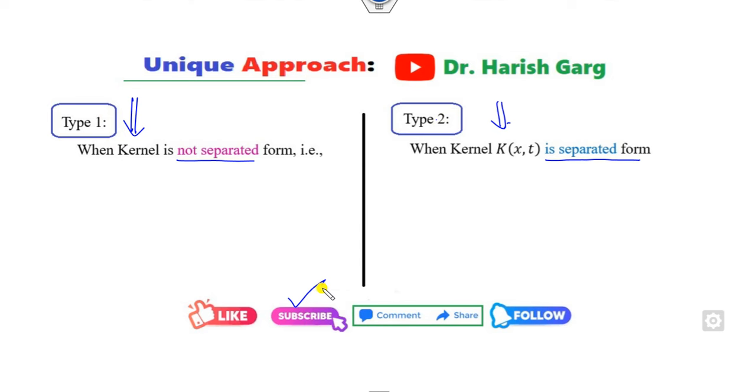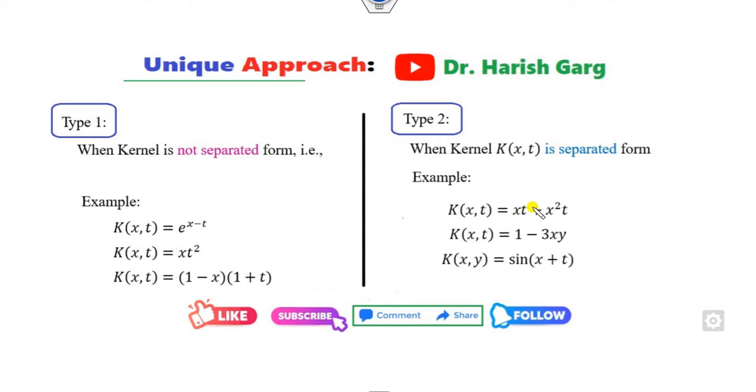How can you remember which one is type 1 and which one is type 2? You can see here, this is a function of x and t, and this is a function of x and t, which are separated by a plus sign. This is also a function of x and t, because 1 I can write as x raised to power 0, t raised to power 0. This is also a function of x and t, separated by the minus sign. Similarly, here I can write sin x cos t plus cos x sin t. Again, it is separated by a plus sign. That's why this is called the separated form.